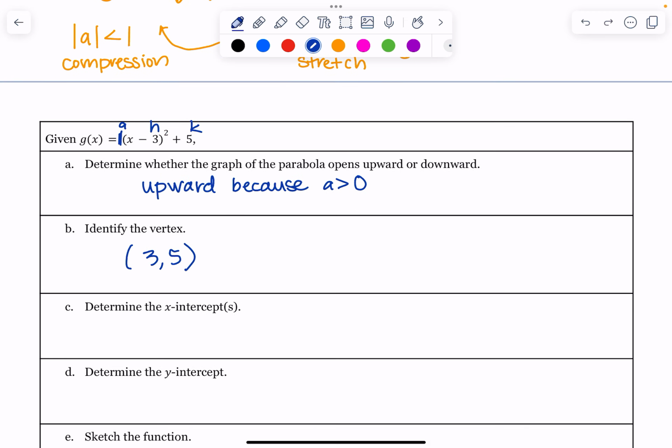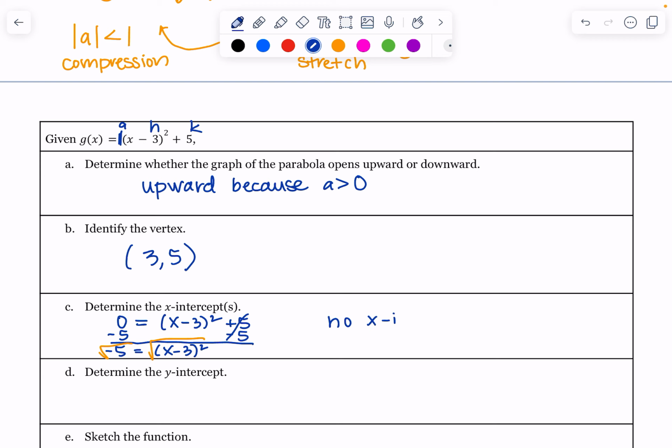X-intercepts means that y is 0. So if y is 0, we're going to have 0 equals (x minus 3) squared plus 5, and we need to solve for x. If I subtract 5, I'm going to have negative 5 is equal to (x minus 3) squared. Now to get rid of the square, I'm going to take the square root. In previous chapters we did square roots of negatives, but if we're trying to graph and we try to take the square root of a negative, that means there are no x-intercepts. So we can just stop there.